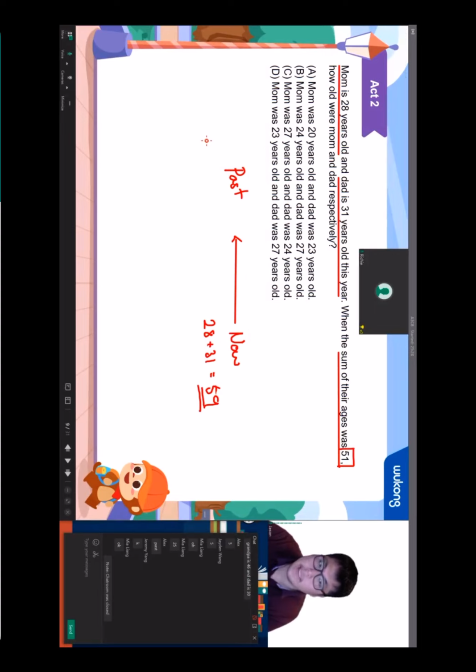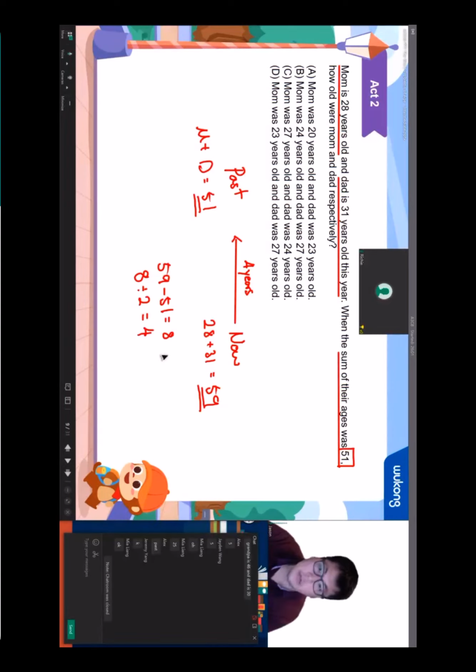Okay, so in the past, mom plus dad needs to be 51. Let's find the difference between the sums. What is 59 take away 51? 8 years. Now, how many people do we have from the sum? 2. Yes, mom and dad, so we divide it by 2, which equals 4. So that means it's 4 years ago.